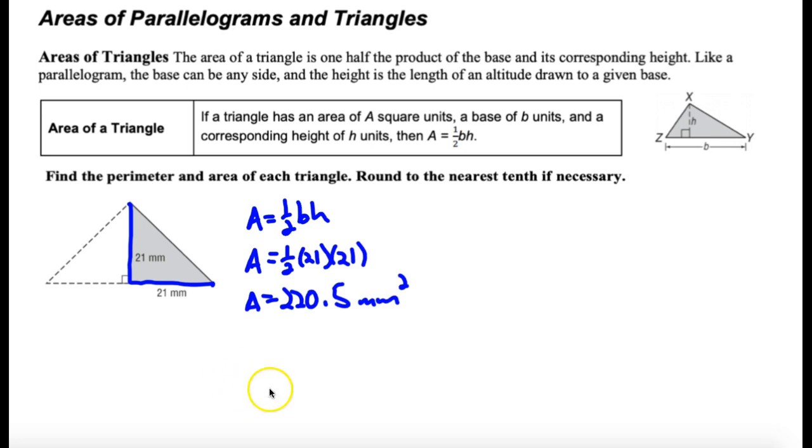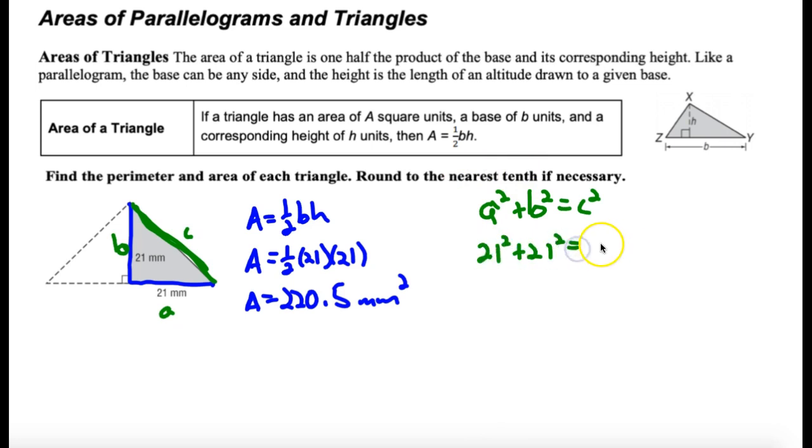But since we are looking at a right triangle here, to find the third side, we can use the Pythagorean theorem. The Pythagorean theorem is a squared plus b squared equals c squared. Remember, a and b are the two sides that make up the right angle. So these would be a and b, and then this side is c. So I'll have 21 squared plus 21 squared equals c squared.